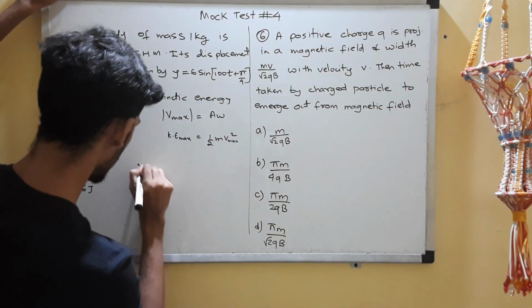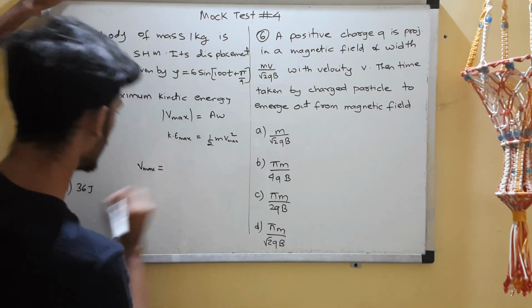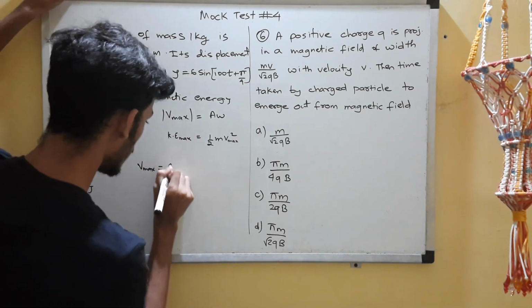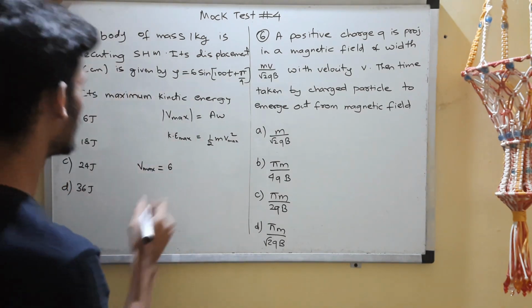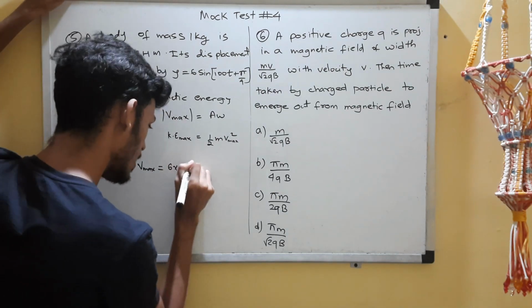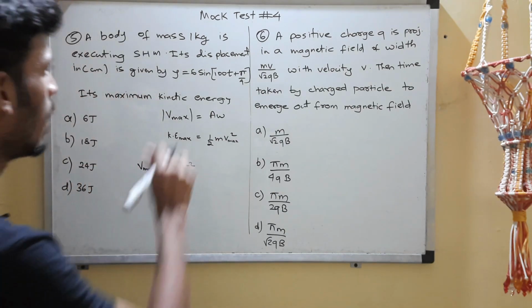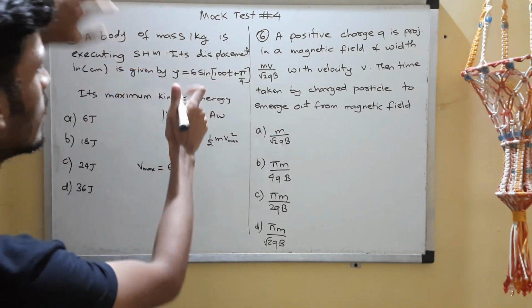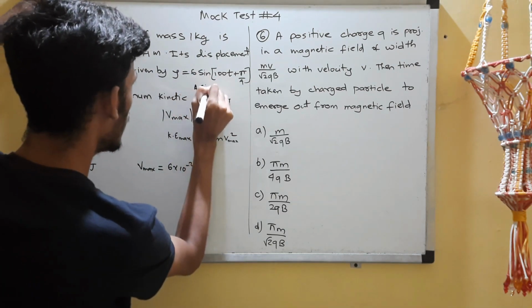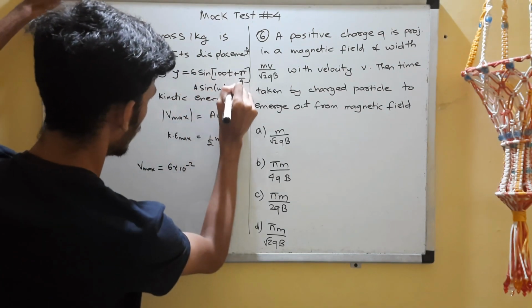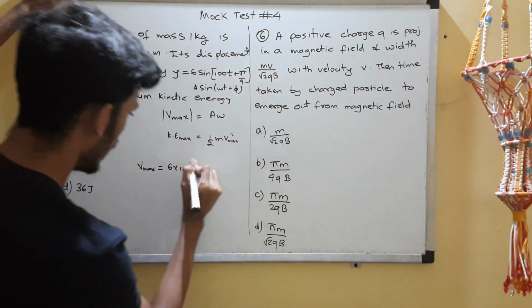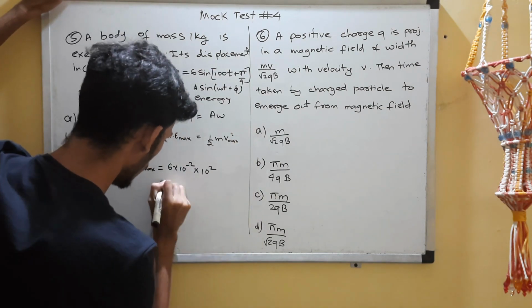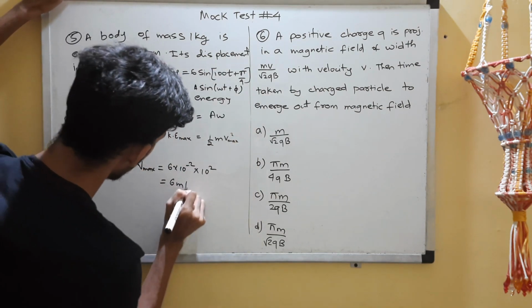So v max, first let us find v max. It is basically A omega. A is 6 centimeters. The displacement is in centimeters, so 6 into 10 to the power minus 2. And omega, if you compare this with A sine omega t plus phi, omega is nothing but 100, right? So that is 10 to the power 2. So basically the velocity is 6 meters per second.